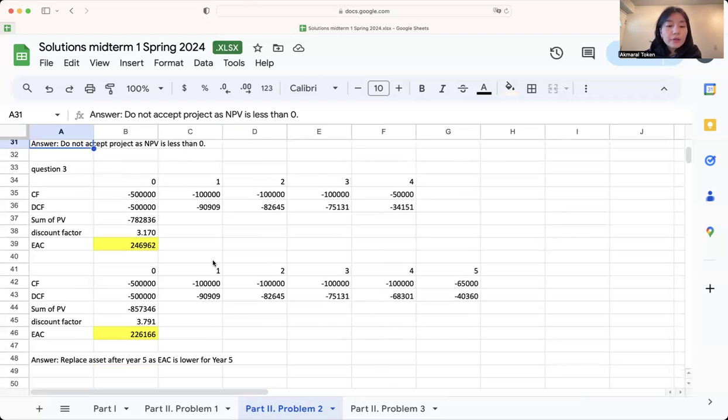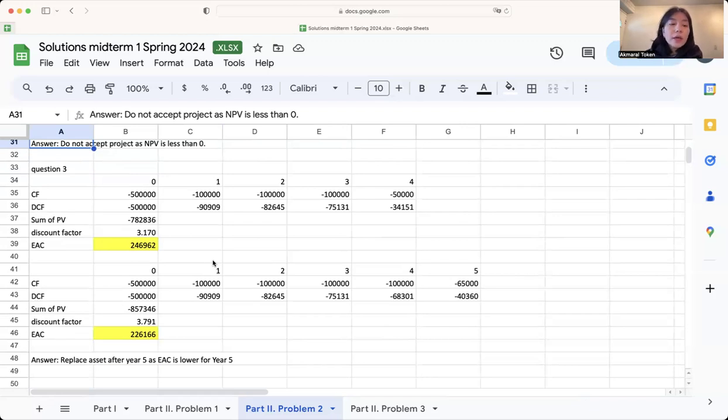And the last part of problem 2 was to calculate the optimal replacement cycle. So for the optimal replacement cycle, you have to find the equivalent annual cost and compare them between different options. So the first option was to replace the asset after the fourth year of operations, and the second option was to replace the asset after the fifth year of operations.